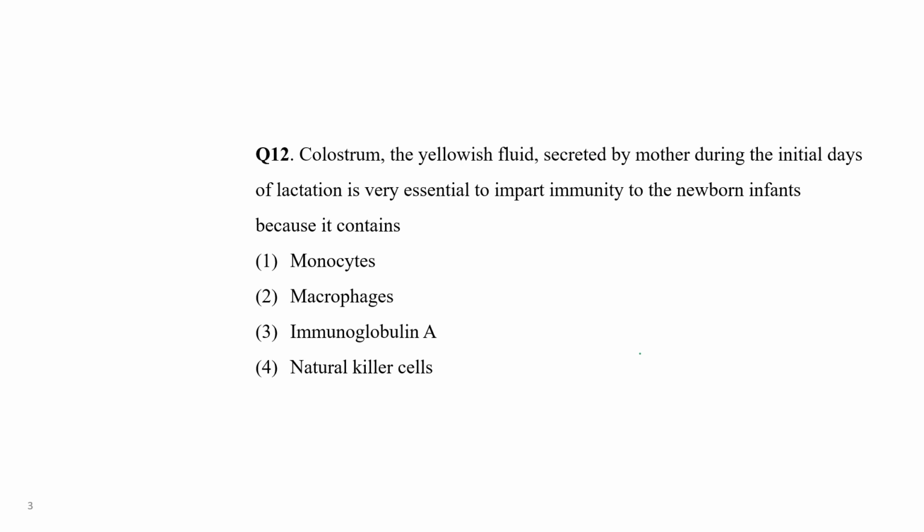Clear? Next question. Colostrum, the yellowish fluid secreted by the mother during the initial days of lactation, is very essential to impart immunity in the newborn infant because it contains monocytes, macrophages, immunoglobulin A, or natural killer cells. Very important question. Colostrum is a yellowish fluid. Take 10 seconds.